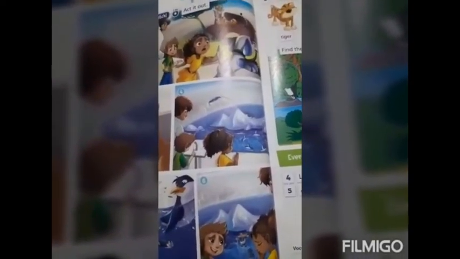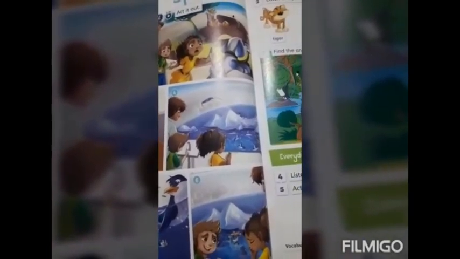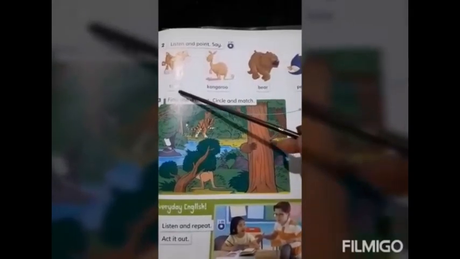Good job. Very good. Is Lucy angry with Megabyte? Look at Lucy. Is she angry? Yes or no? Excellent. No, she is not angry. Well done. Do you remember these animals? Yes, good job. Tiger, kangaroo, bear, penguin.